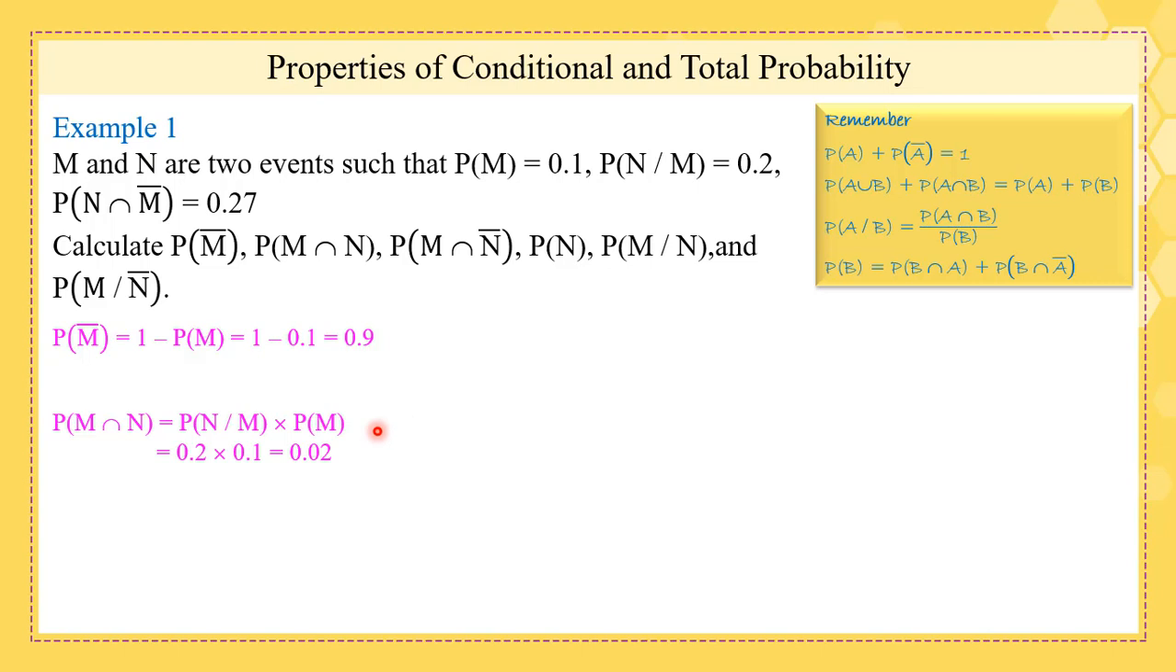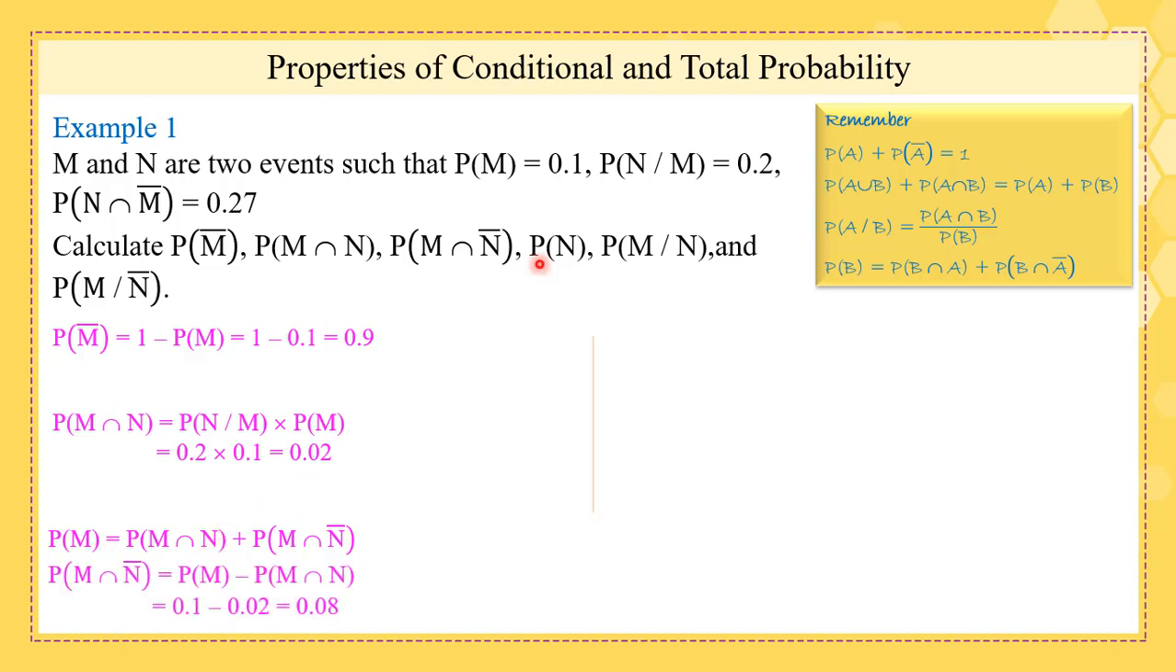Now one might ask, why didn't we use the property P of M given N times N? In fact, this could have been used if it were given. Now, what is the probability of M intersection N bar? We use the total probability. What is the probability of M? It's M intersection N plus M intersection N bar. So this is the unknown, and we know P of M, which is 0.1, and P of M intersection N, which is 0.02.